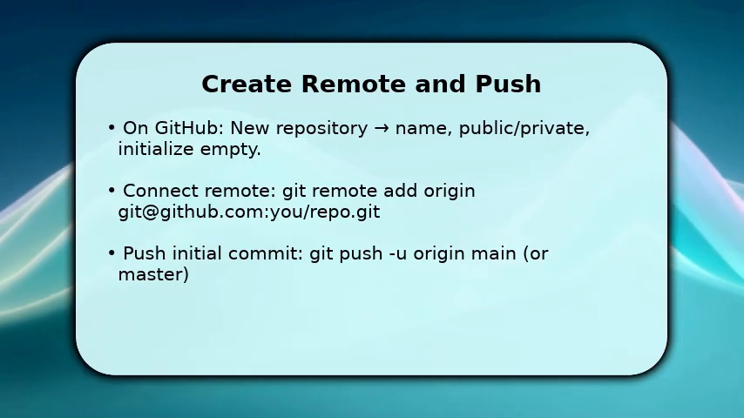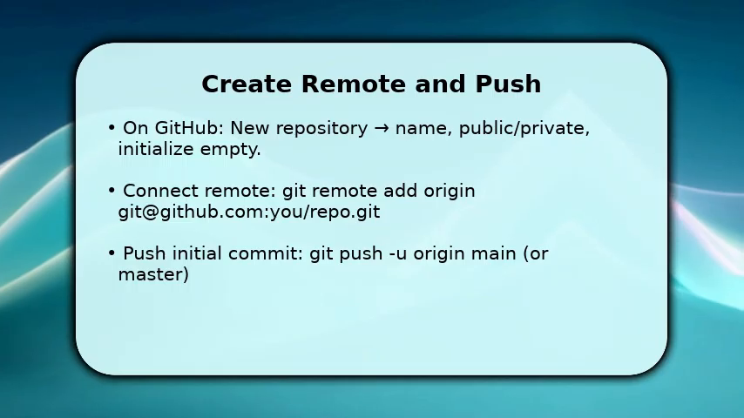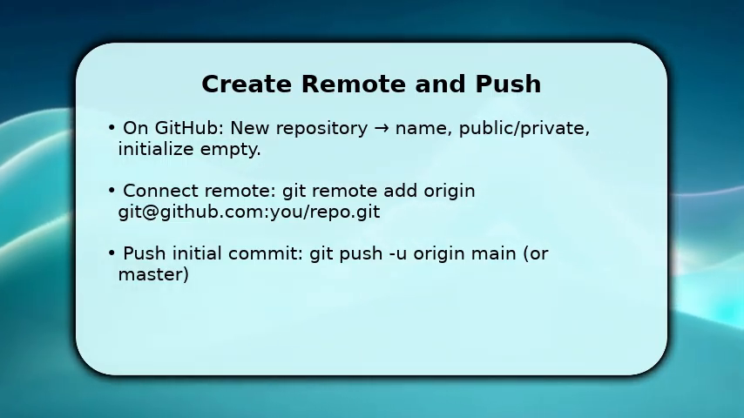For example, git branch main. Then push your local commit with git push origin main so GitHub stores the project. This links your local history to the remote.